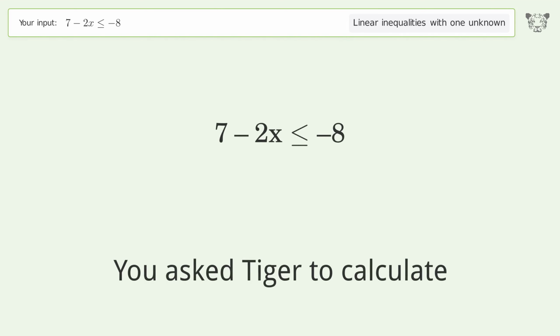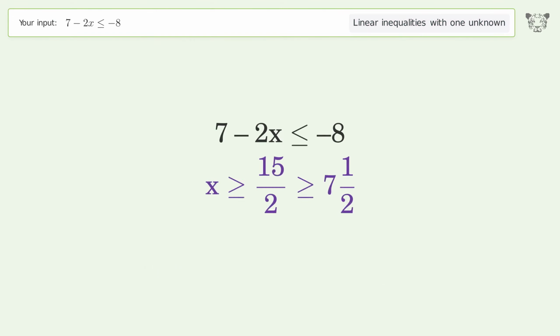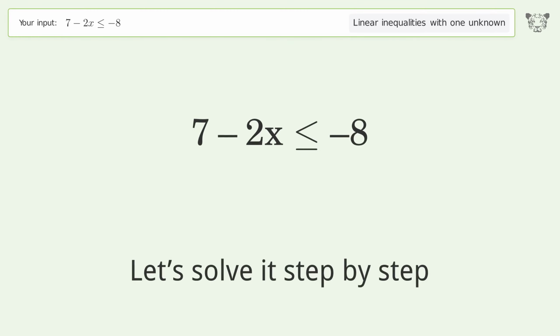You ask Tiger to calculate. This deals with linear inequalities with one unknown. The final result is x equal or greater than 15/2 equal or greater than 71/2. Let's solve it step by step.